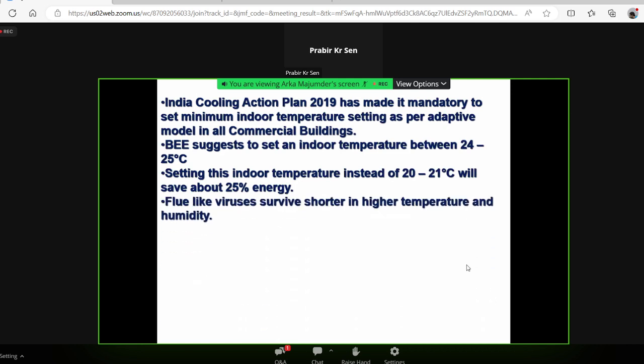Flu-like viruses also survive shorter in higher temperature and humidity. In fact, in the COVID situation, ISHRAE was suggesting that you set your AC temperature even higher than 25 degrees centigrade. You set it at 27, 28 and run the fan. So that, if by chance any virus comes inside the room, it will also survive for a lesser period in that higher temperature.